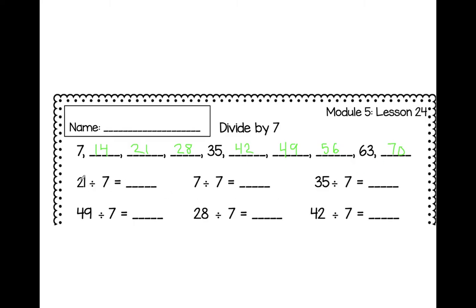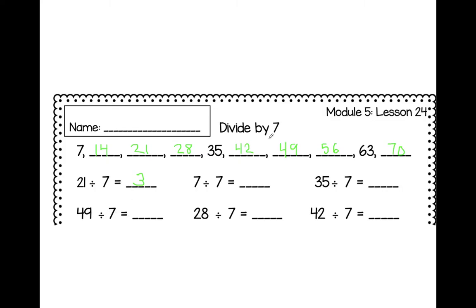Now, when you look at this first problem, 21 divided by 7, we can look and find the number 21 in our skip counting and then count over. How many numbers did we skip count? How many did we do? So it's 7, 14, 21. That's the third number over. So 7 times 3 is 21, or 21 divided by 7 equals 3. It's the third number over.